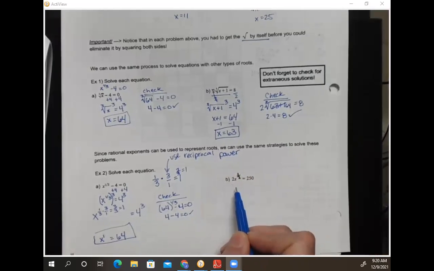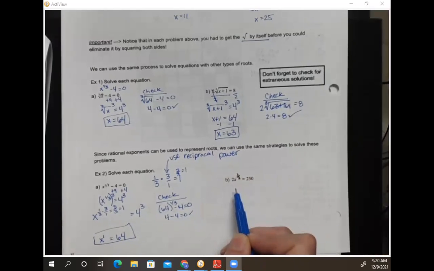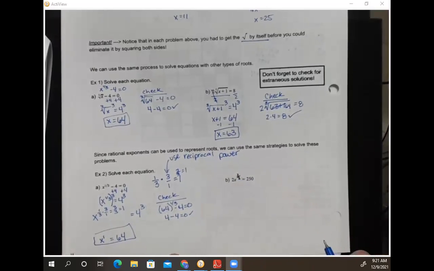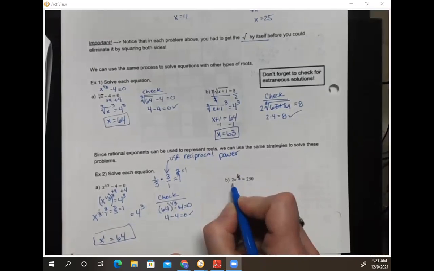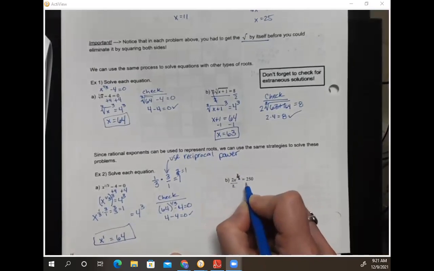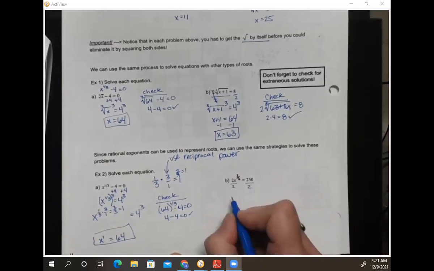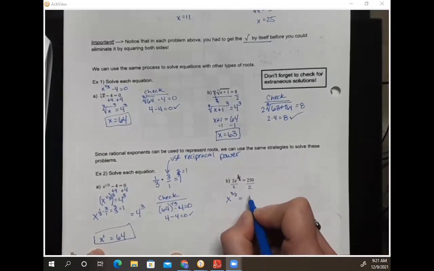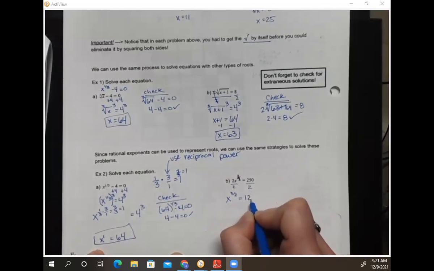But I don't see any parentheses here, okay? This is a mistake that I see fairly commonly. There's no parentheses here, which means only x has that power. So I have to get rid of the 2. So we have x to the 3/2 power equals 125.